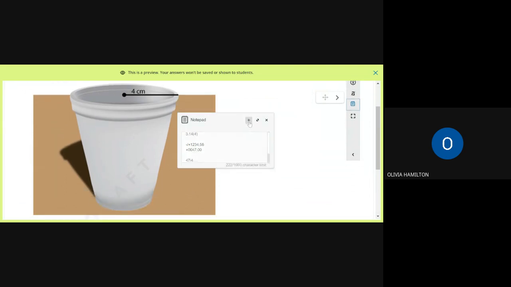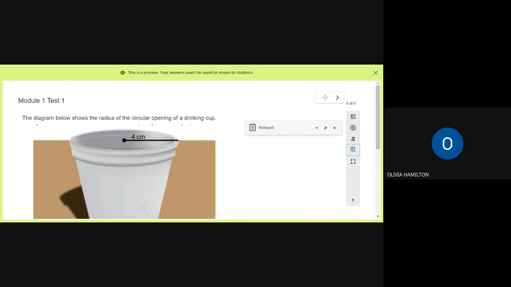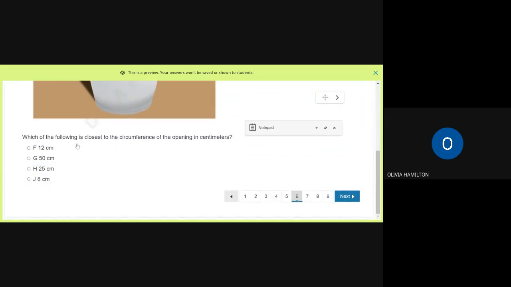Number 6. The diagram below shows the radius of the circular opening of a drinking cup. Which of the following is closest to the circumference of the opening in centimeters? Once again, this is saying closest to the circumference of the opening in centimeters. Once again, it doesn't say square, so we're not solving for area. This is specifically circumference. Just like question 3, we had to find the circumference of the circle. Question 6 is the same.